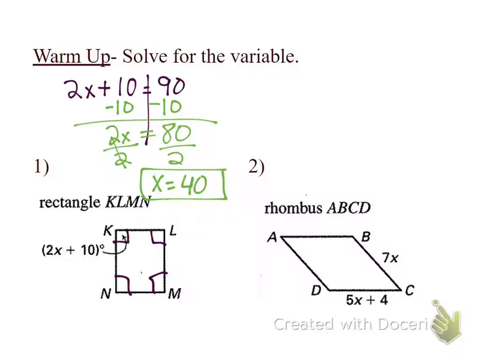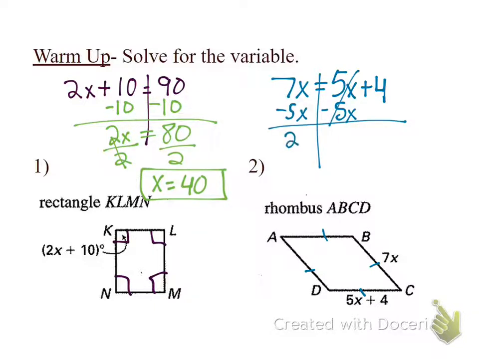All right, what about the rhombus? What do we know about all the sides of a rhombus? Yeah, they're all congruent. Very good. So I'm going to do 7x equals 5x plus 4. Edward, what should I do first? Good. So 2x equals 4. Divide both sides by 2. X equals 2.